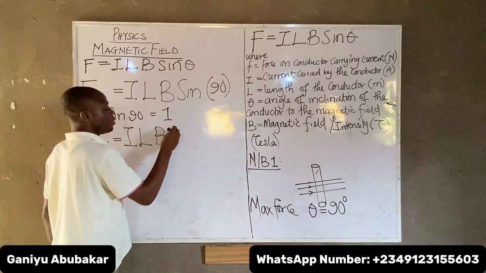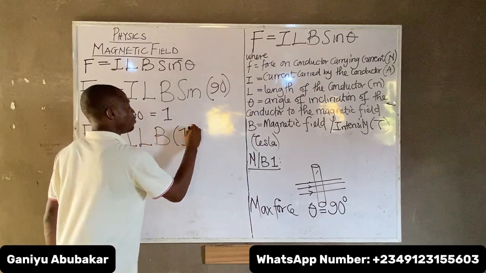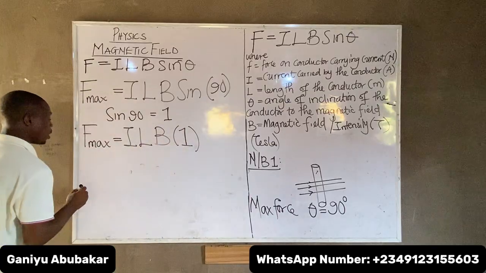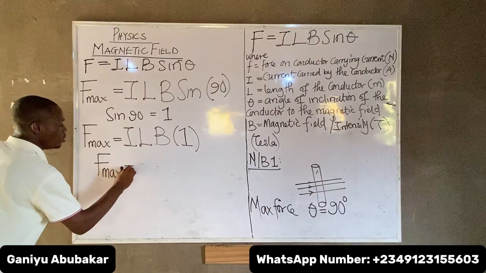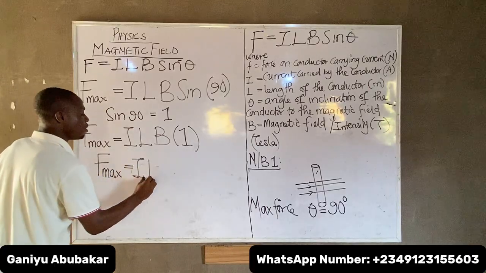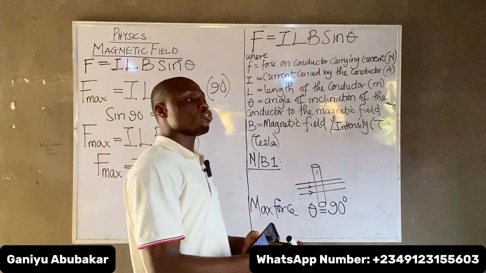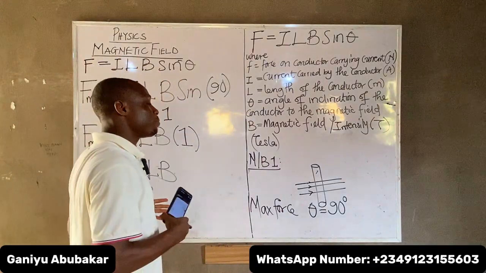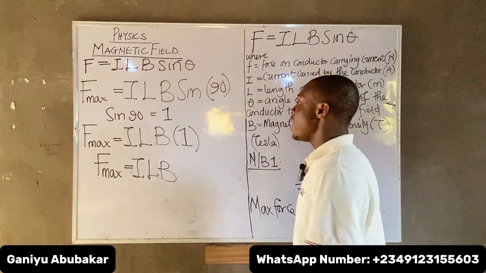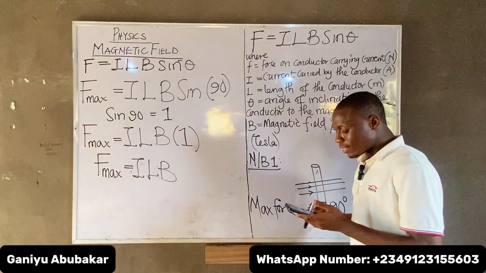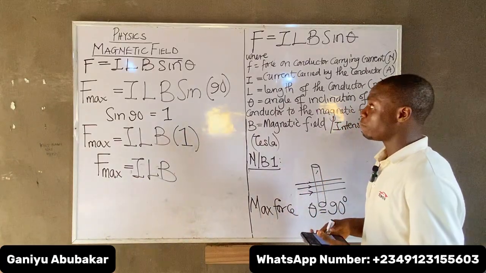ILB into 1, because sine 90 is 1. So in other words, for maximum force, the formula becomes ILB. When your conductor is perpendicular to the magnetic field, it means that the force of the magnetic field is maximum. And the formula is what there? ILB, right? ILB as the maximum force.